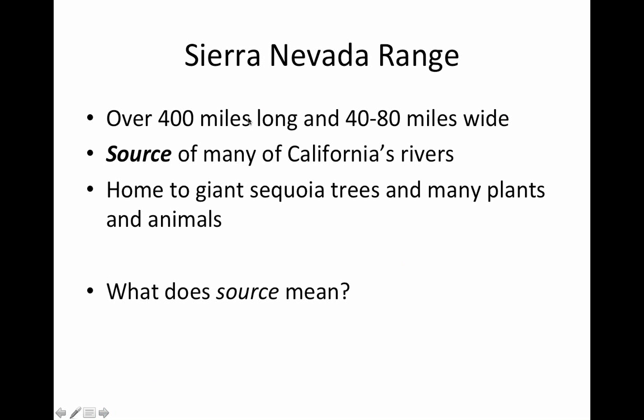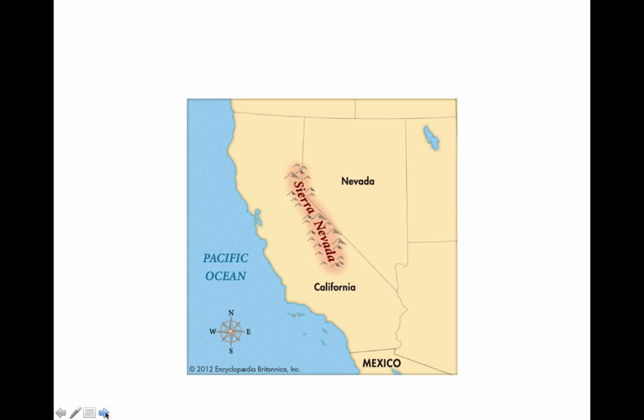The next range is the Sierra Nevada range, over 400 miles long and 40 to 80 miles wide. It's the source of many of California's rivers. What does source mean? Source means that it's the beginning of something. There's a lot of water in one place, and the water flows out of it, becoming different rivers. And it's home to giant sequoia trees and many plants and animals.